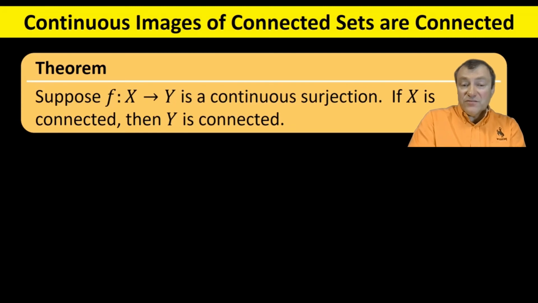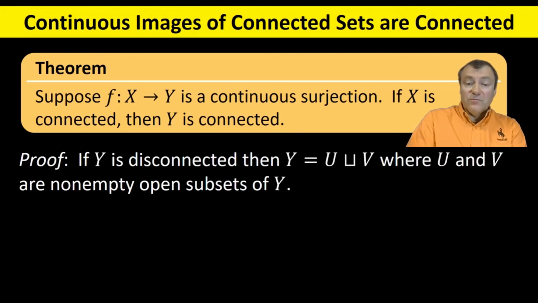Let's actually prove the theorem here. We take a continuous function f from X to Y. I'll want f to be onto, which is to say surjective. This is just a way of saying that Y is actually the image of X under the function f. We assume that X is connected, and we have to prove that Y is connected. We argue by contradiction. If Y is disconnected, then Y is partitioned as a disjoint union of two non-empty open sets U and V.